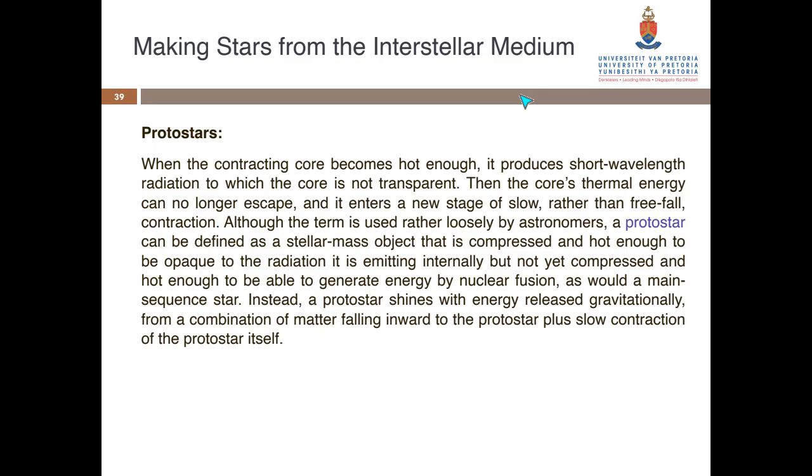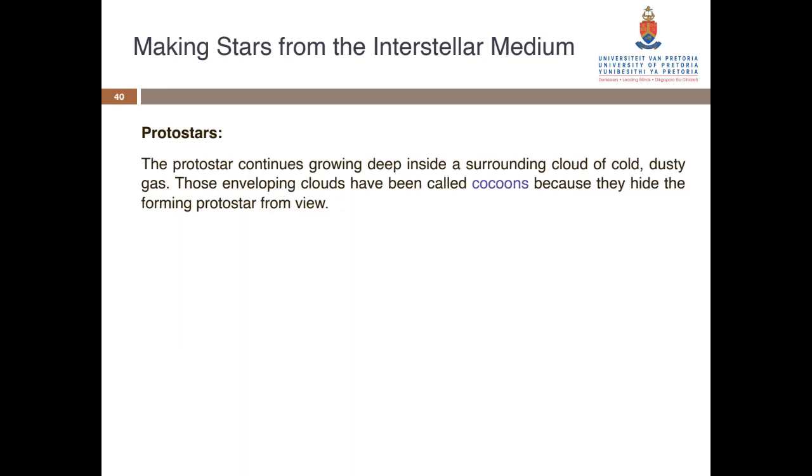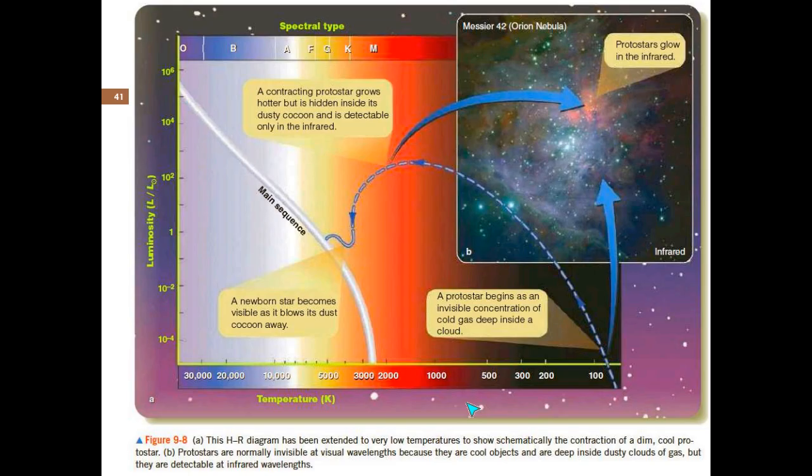Instead, a protostar shines with energy released gravitationally from a combination of matter falling inward to the protostar, plus slow contraction of the protostar itself. And the protostar continues growing deep inside a surrounding cloud of cold, dusty gas. Those enveloping clouds have been called cocoons because they hide the forming protostar from view.